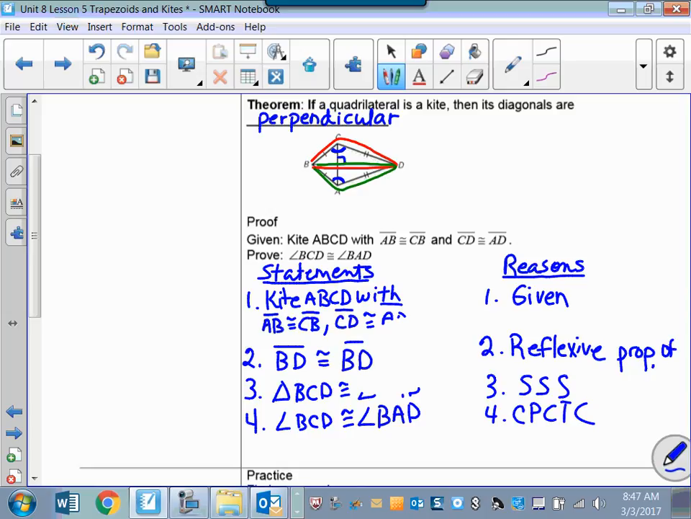Reflexive property of congruence, because if I'm looking at the order, B, C, D, back to B, and then I go B, A, D, back to B, so it's definitely BD is congruent to BD. And what did I erase here? CD is congruent to AD, and triangle BCD is congruent to triangle BAD. So there we go. I think that's got it, guys. Keep an eye on me.